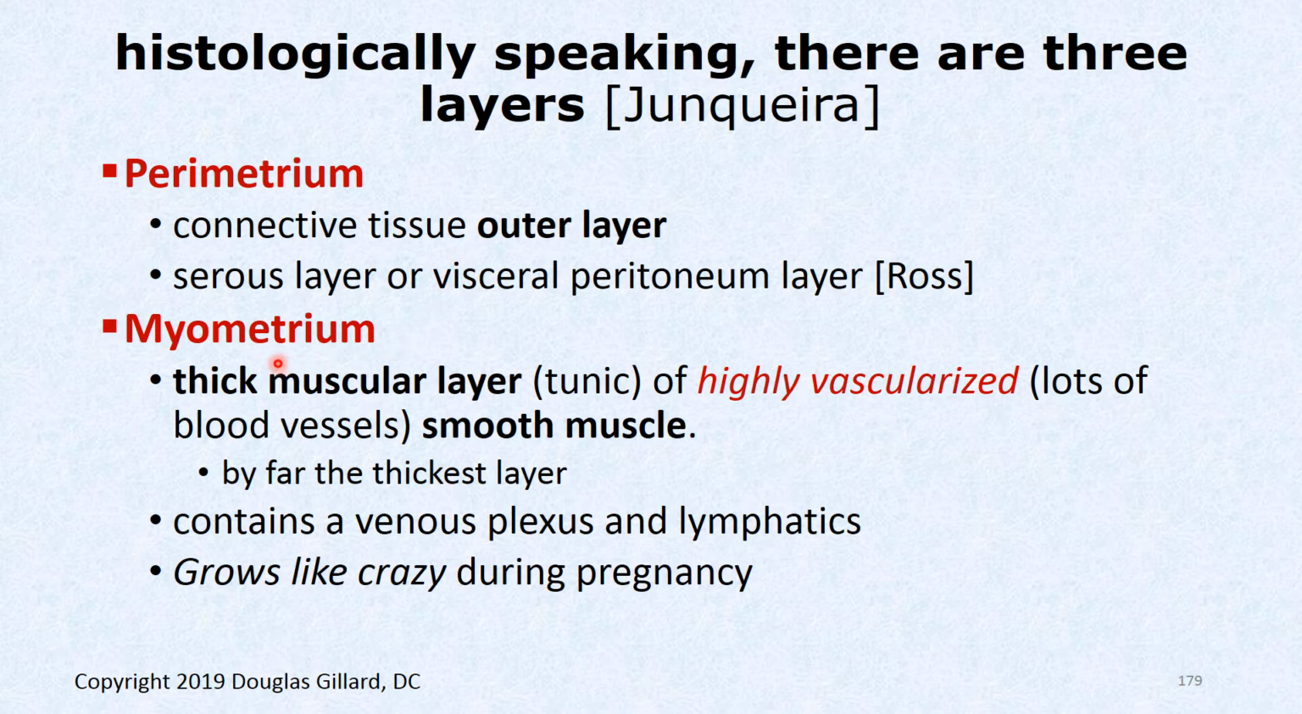Then we have the myometrium. This is the thick muscular portion. Super vascularized. A lot of blood vessels in here. This does not shed during a woman's period or menstrual cycle either. And a lot of smooth muscle in here. The contraction of that smooth muscle will help eject the baby when it's time to come out. All right.